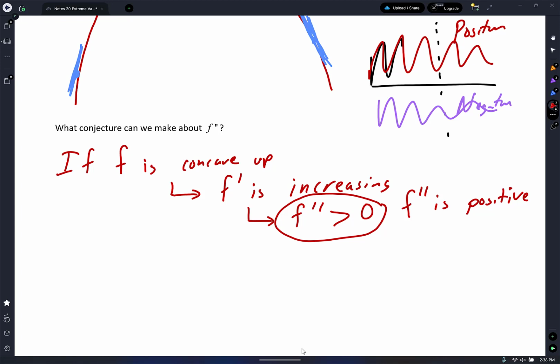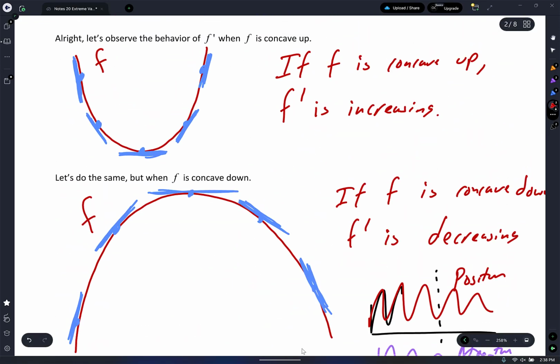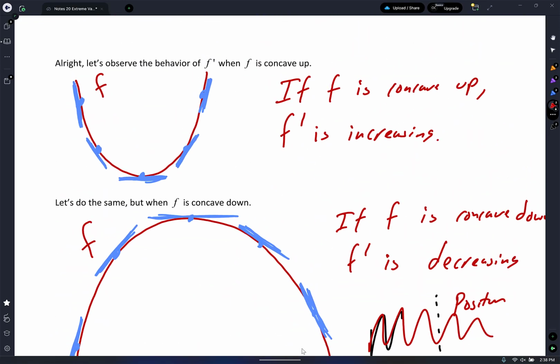But why? Because if f prime prime is positive, that means f prime is increasing. And if f prime is increasing, that means f is concave up, because we have a situation like this. Look, see these slopes are increasing. That's f prime. F prime is increasing. Does that make sense, guys? Okay, so don't worry, we're going to have a lot of practice.